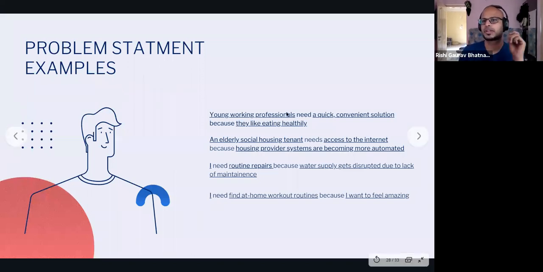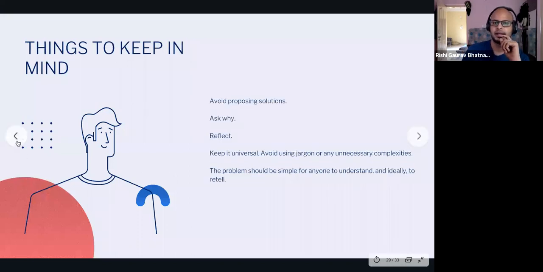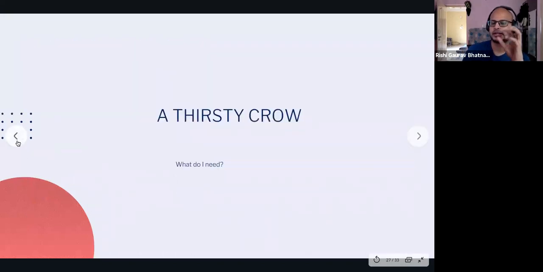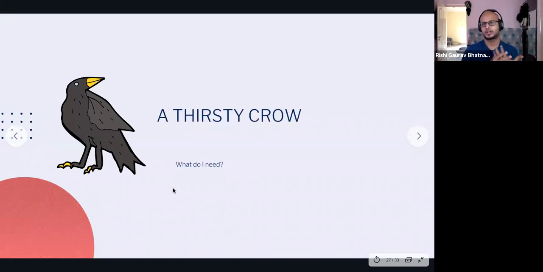So what I will also give is an example of the difference between a need and a solution. And hopefully this will help you understand that a little bit. And then we'll go a little bit into the detailing of what we want to do next, and then open conversation so we can have discussions about what this means.